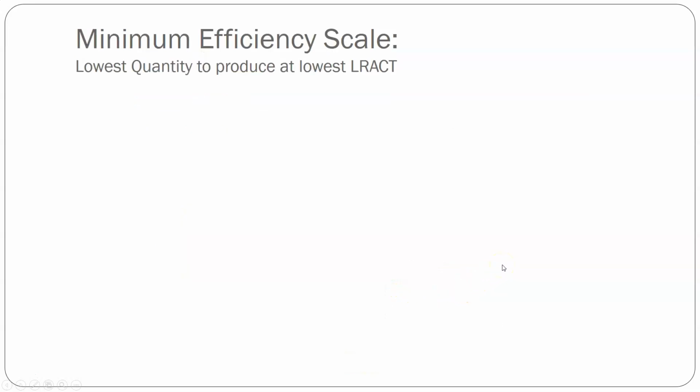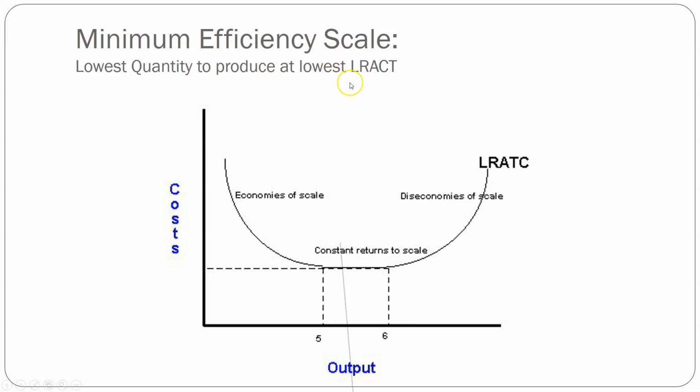There's a thing called minimum efficiency scale, which is actually kind of a funny name. Some people do abbreviate as MES. The minimum efficiency scale is the minimum quantity, so the lowest quantity, to produce at the lowest LRATC, okay, which is the most efficient. So what is the lowest quantity that you can be the most efficient? Apparently it's unit 5. Okay, so it's the first quantity at which you are at the constant returns of scale. It's just an identifying point on there. We won't do much with it, but there you have that.